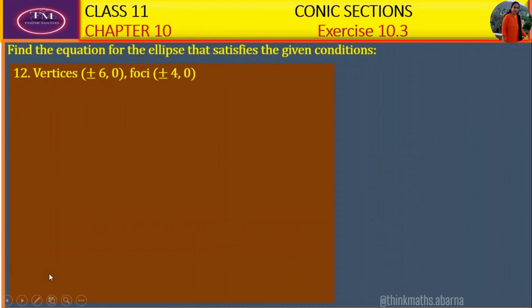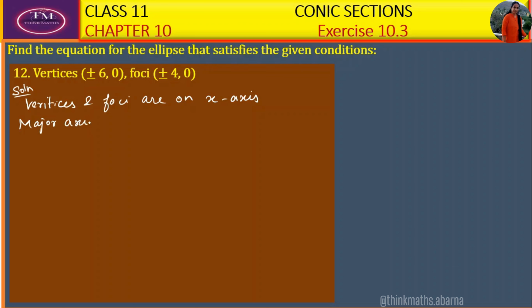Okay, this is also the same as the previous set. What is given? Vertices are plus or minus 6 comma 0 and foci are plus or minus 4 comma 0. So here the vertices and foci are on the x-axis, because they have x coordinates. If they are on the x-axis, the major axis will be the x-axis.